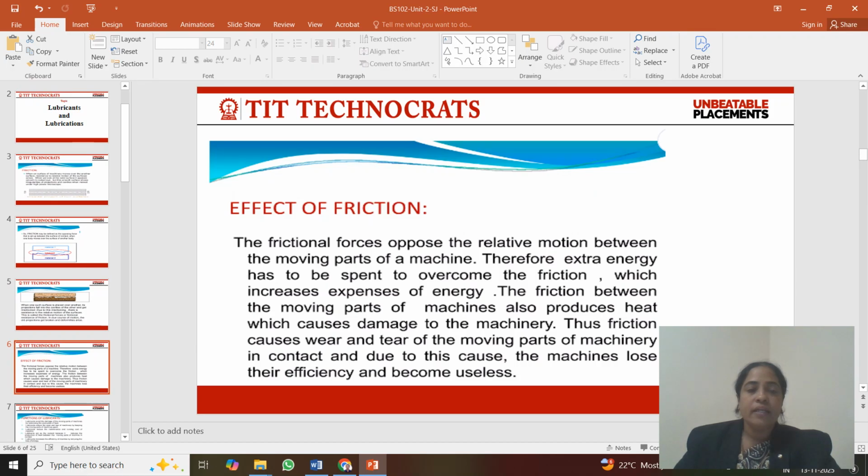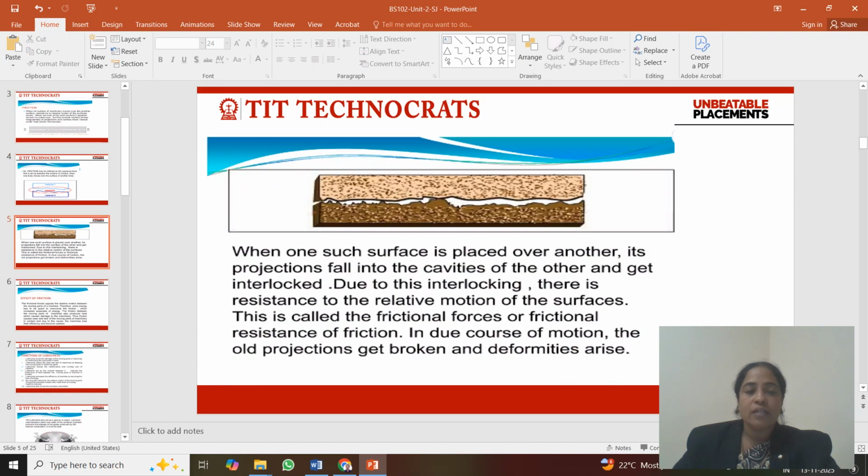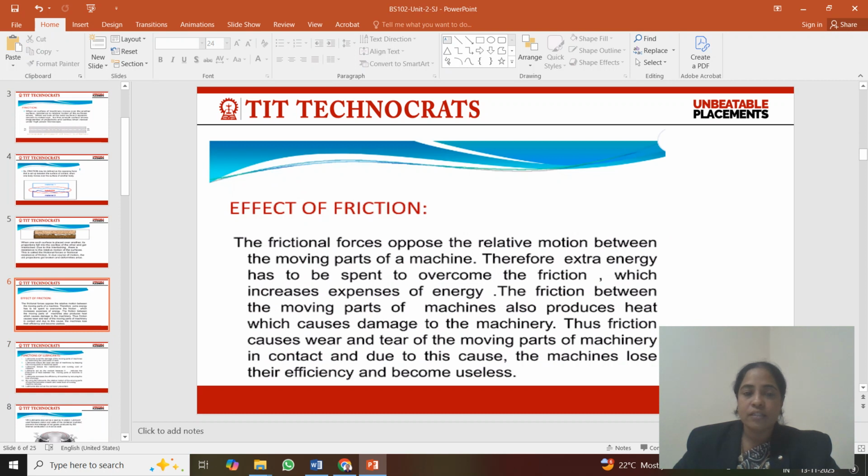Okay students, now we are going to discuss the effect of friction. As mentioned, the frictional force opposes the relative motion between the moving parts of a machine. Therefore, extra energy has to be spent to overcome the friction, which increases the expense of energy. The friction between the moving parts of machines also produces heat, which causes damage to the machinery.